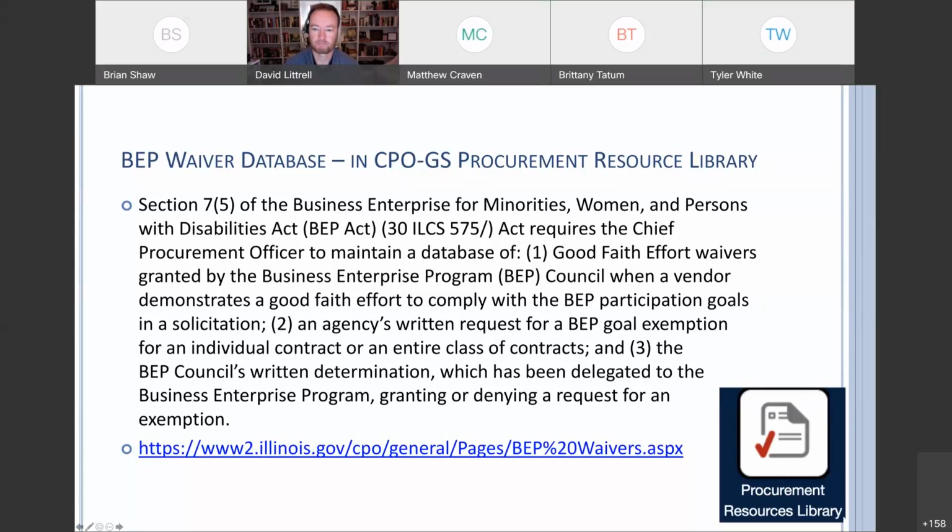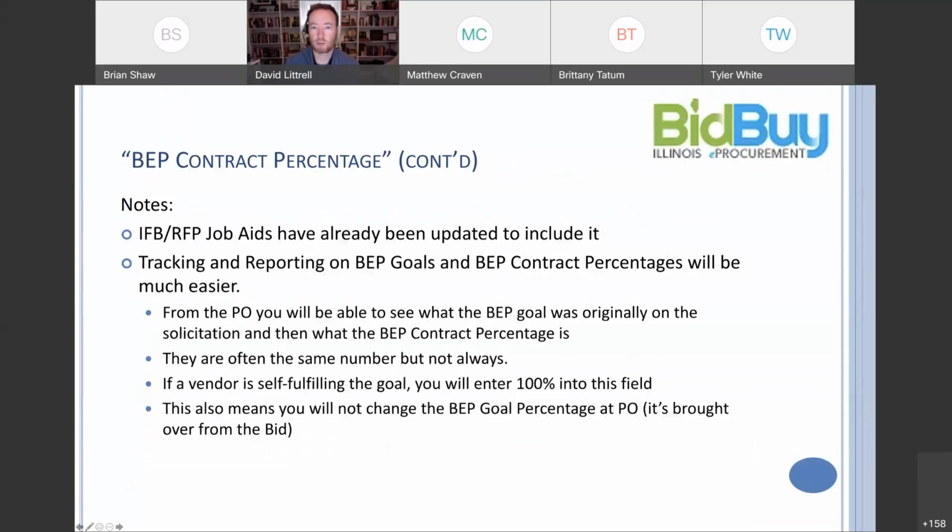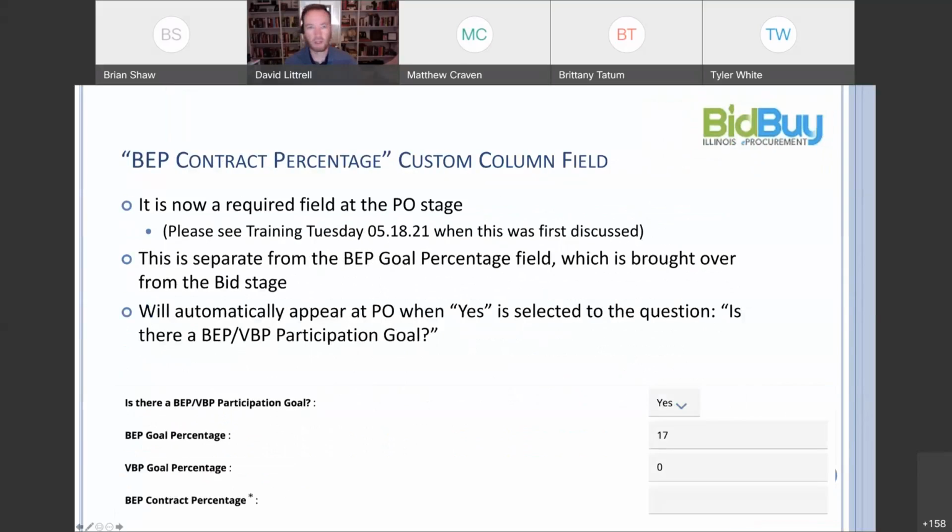And another helpful hint: let me go back a slide. This is the BEP contract percentage, so let's bring in Bid Buy to this. This is the bottom of the general tab. If this BEP goal percentage, in this case, is 17, and the BEP contract percentage was, let's say, 10 because of a good faith effort, that's immediately going to tell you that yes, I need to send this documentation as a part of that good faith effort waiver.